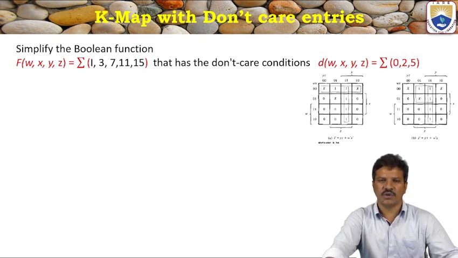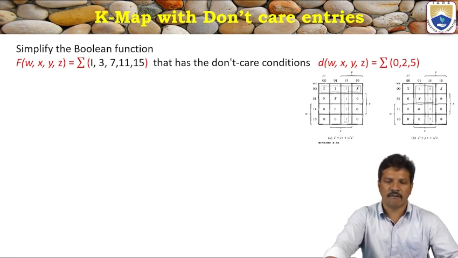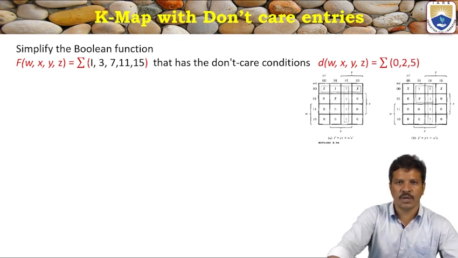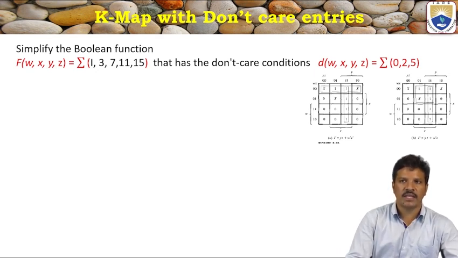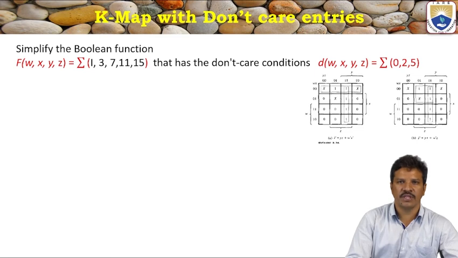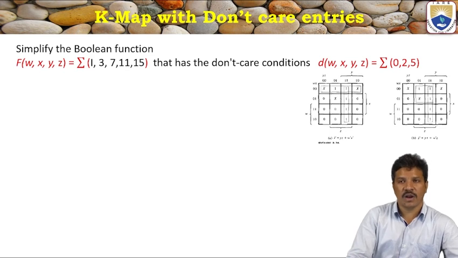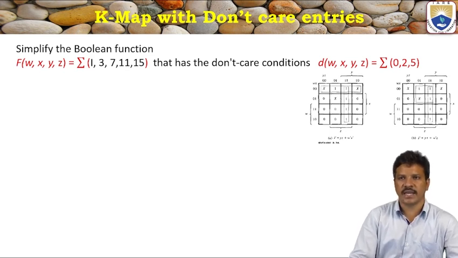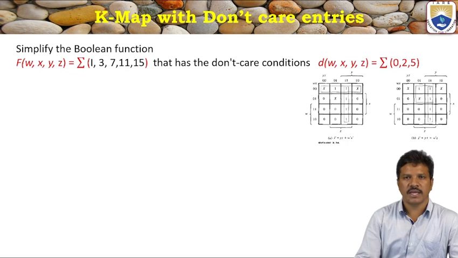We can consider as either 0 or 1. So while preparing the Karnaugh map for the function f of w, x, y, z with the minterms 1, 3, 7, 11, 15, we don't care about what the 0 minterm is, what the 2 minterm is, what the 5 minterm is. Earlier, all the remaining values other than 1, 3, 7, 11, 15 were logic 0, the 0 specified in that square box. But here we can specify whether it is 0 or 1, we don't know, so we can take those as don't cares. So how to make the K-map?